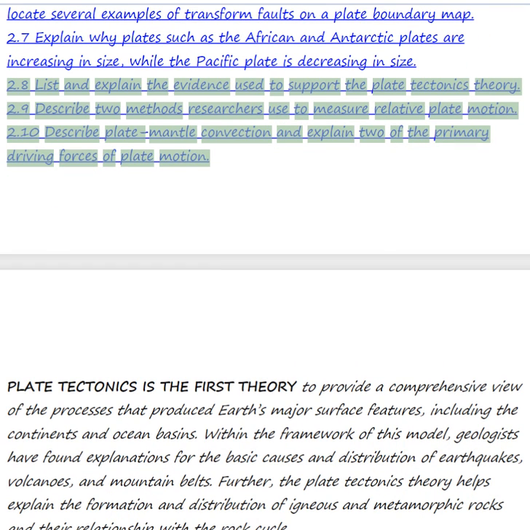2.8 List and explain the evidence used to support the plate tectonics theory. 2.9 Describe 2 methods researchers use to measure relative plate motion. 2.10 Describe plate mantle convection and explain two of the primary driving forces of plate motion.